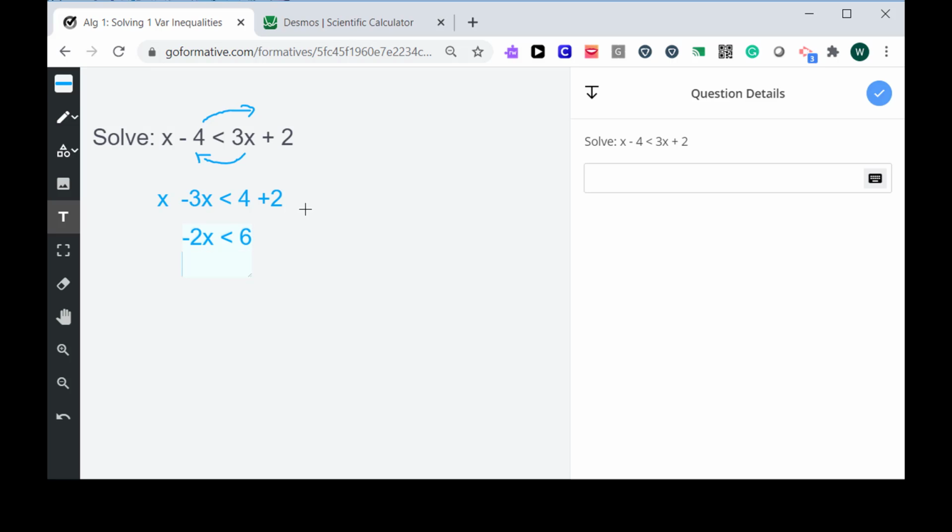Next step is to divide both sides by the number next to the letter. So in this case, divide by negative 2 on both sides. And let's draw the little line for division.